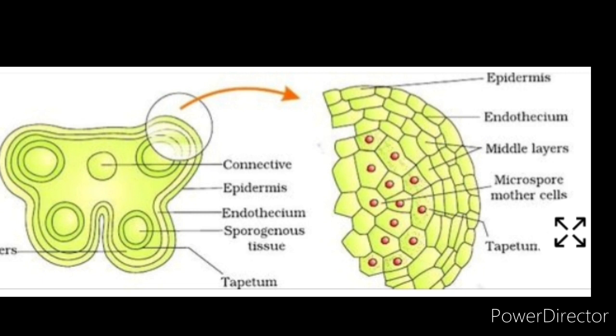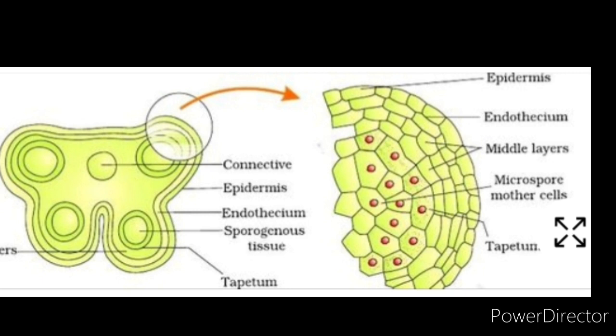The first layer is called the epidermis, the outermost layer. It is flattened, only one layer, which provides protection to the microsporangium.